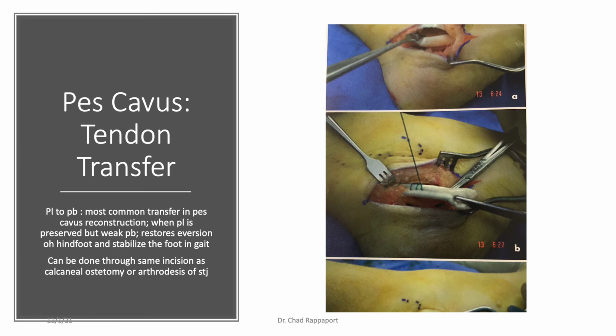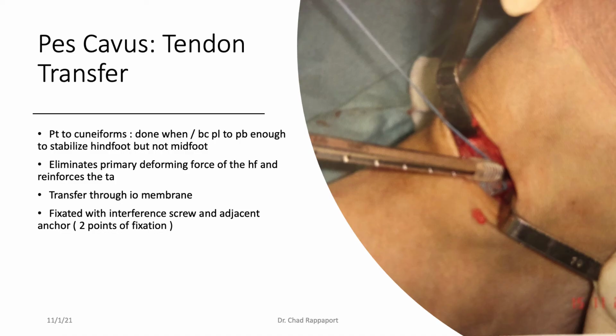The most common tendon transfer performed in pes cavus reconstruction certainly is the peroneus longus to peroneus brevis. It is performed when the peroneus longus is preserved, but there's a weak peroneus brevis, and transferring the longus to the brevis restores eversion of the hindfoot and stabilizes the foot and gait. Additionally, it should be noted that this can be done fairly quickly and fairly easily through the same incision as a calcaneal osteotomy or subtalar joint arthrodesis incision.